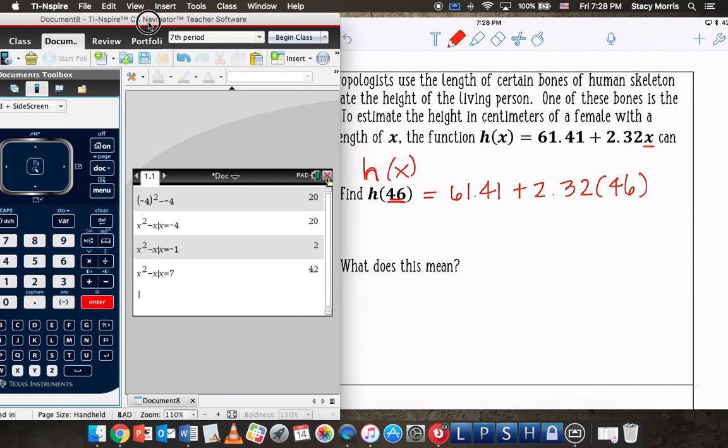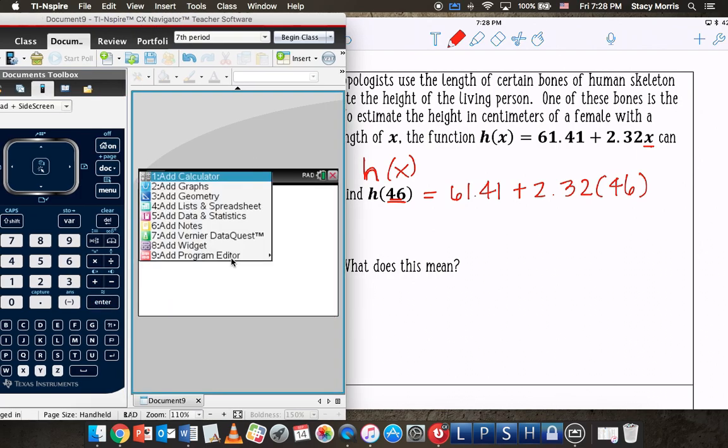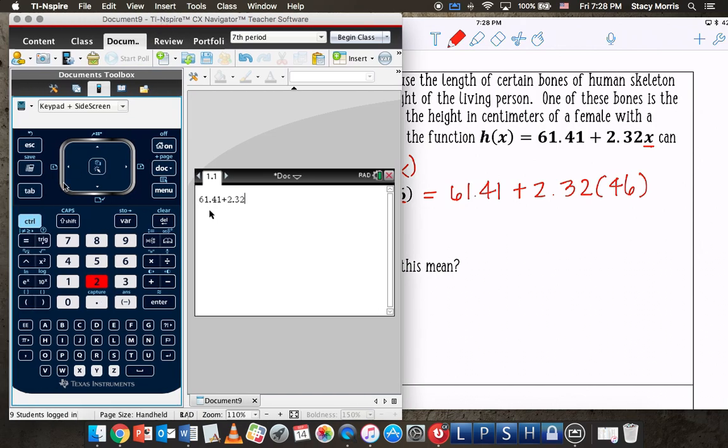So if I'm typing this in, again, two ways. New document, add a calculator. I would do 61 and 41/100 plus 2 and 32/100 times, let's scoot this over, times 46. Whoops, I forgot my parentheses. Times 46. So 168.13, or 168 and 13/100.